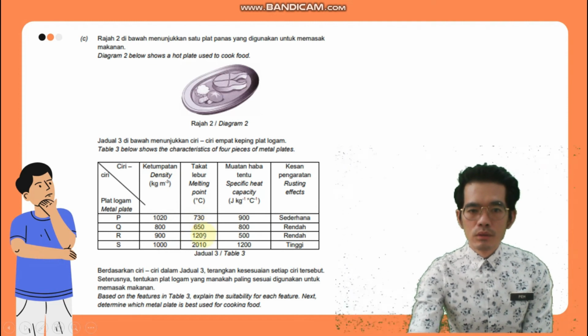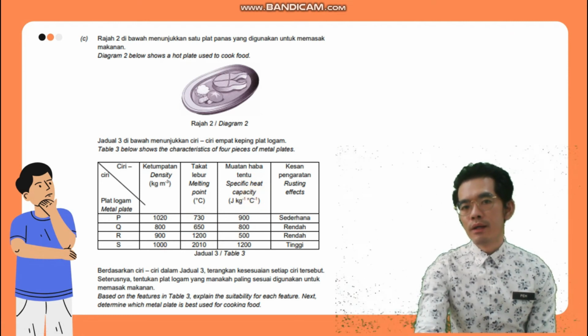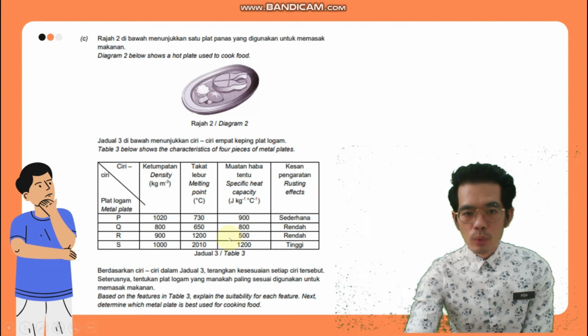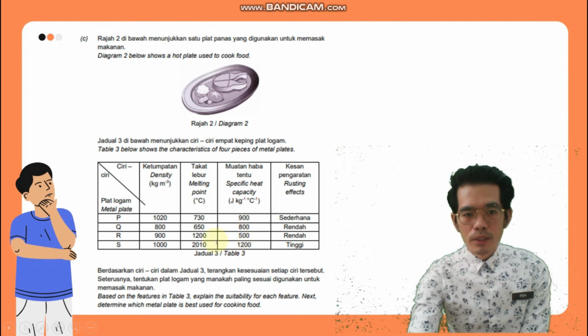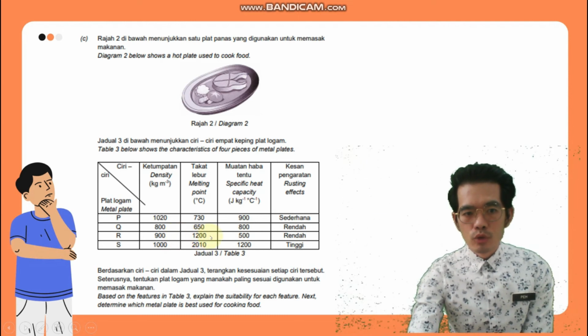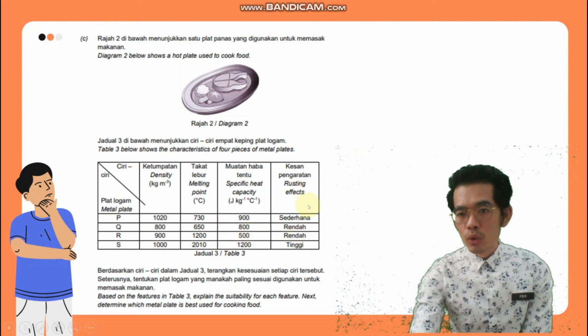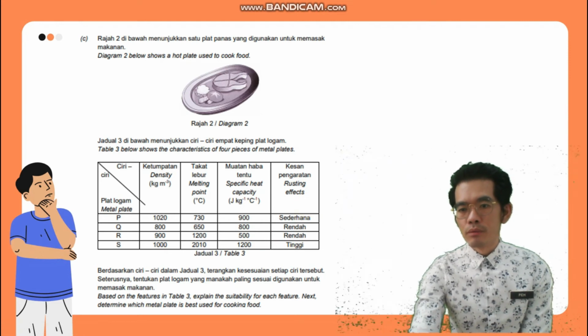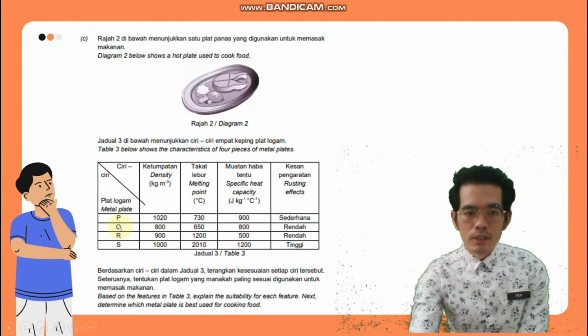Then for the third characteristic, specific heat capacity, it must be low, so that the food will get hot quickly. So we have to choose lower specific heat capacity. That means S also is not suitable, so we are quite sure the suitable metal plate will be R. The last one, rusting effect must be low, so that the pan will not rust so fast.